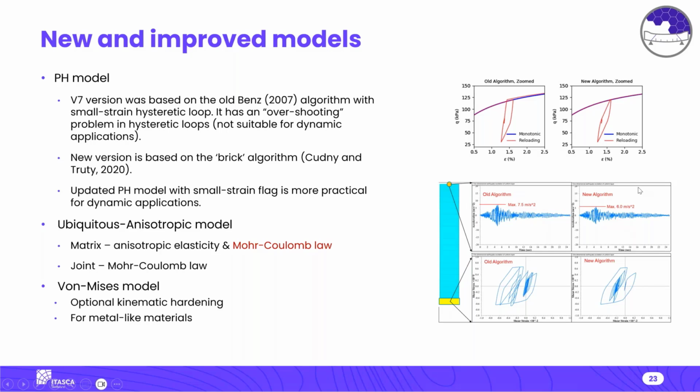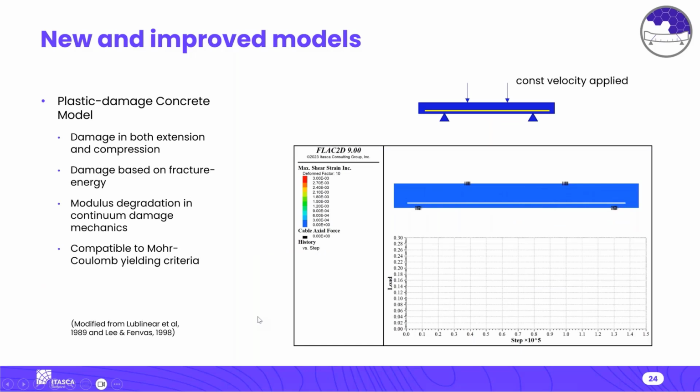We also have improvements in the ubiquitous anisotropic model. In particular, we allow Mohr-Coulomb failure in the matrix. Previously, it was only anisotropic elastic. There is also a new von Mises model with optional kinematic hardening. It's suitable for metal-like materials. And a new interesting model, a plastic damage concrete model, which is based on damage mechanics and accounts for fracture energy within concrete.